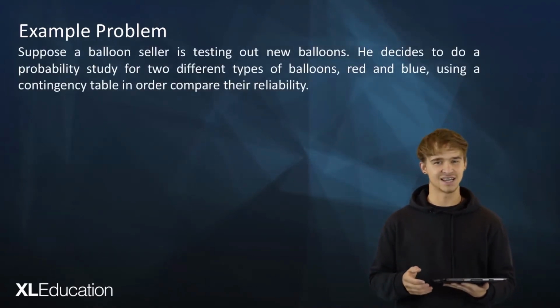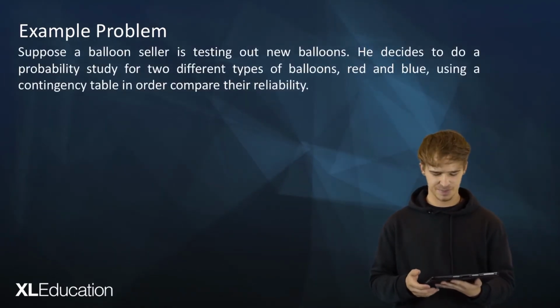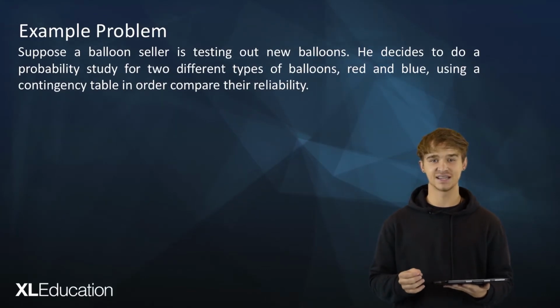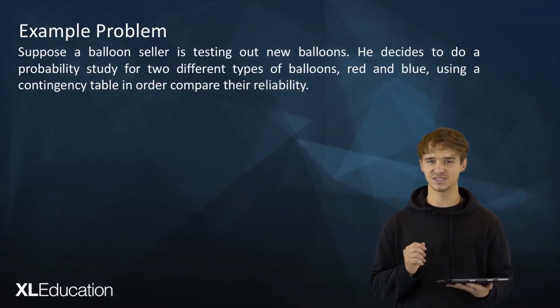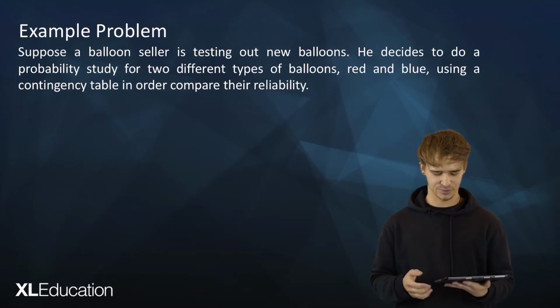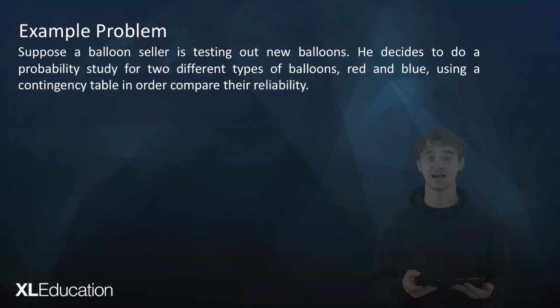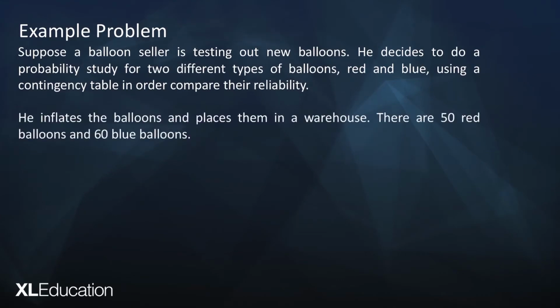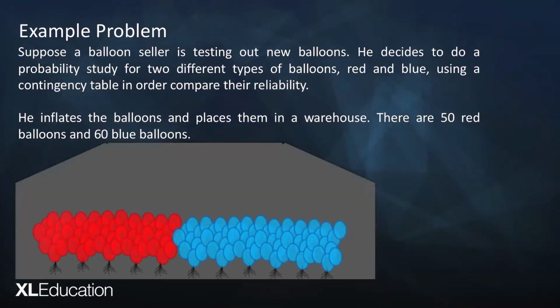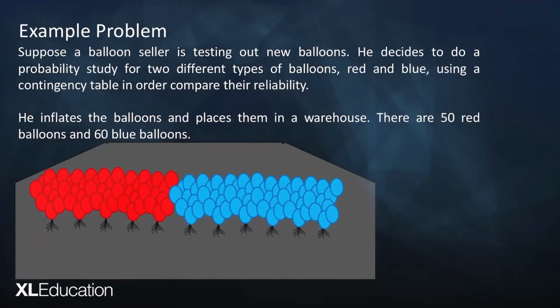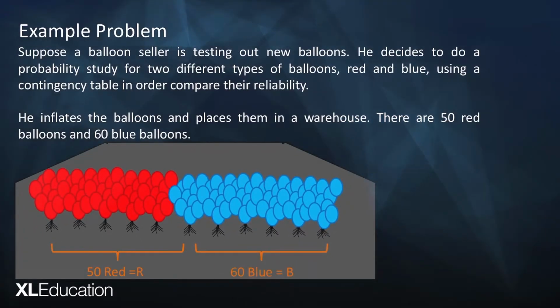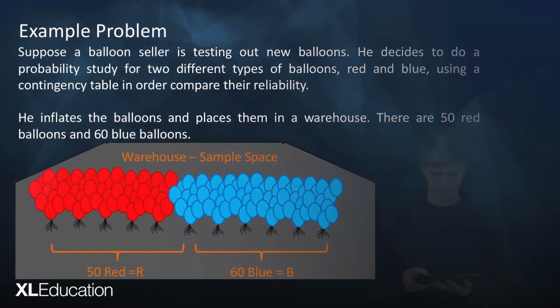Suppose a balloon seller is testing out new balloons. He decides to do a probability study for 2 different types of balloons, namely red and blue. He uses a contingency table in order to determine their reliability. He inflates the balloons and places them in a warehouse. There are 50 red and 60 blue balloons. In this specific example, the warehouse represents our sample space, containing our total number of balloons.